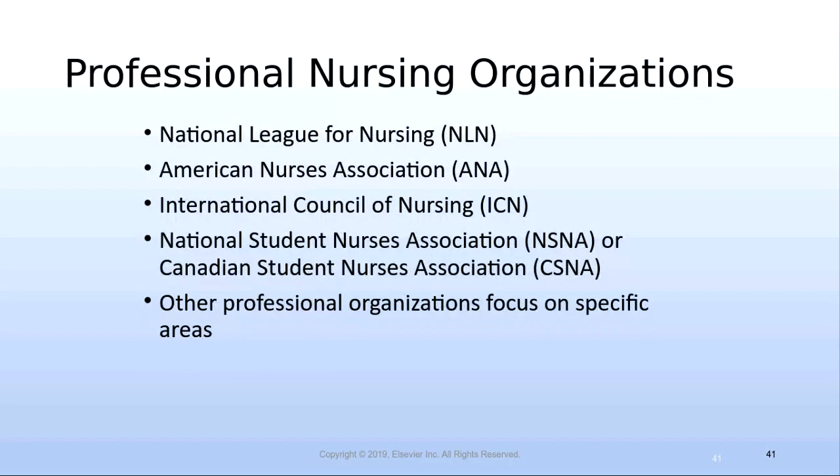There are several professional nursing organizations. These organizations help us to deal with areas of concern for professional practicing nurses. The National League for Nursing advances excellence in nursing education to prepare nurses to meet the needs of a diverse population in the changing healthcare environment. So these people kind of govern how schools of nursing are set up and curriculums and things like that.